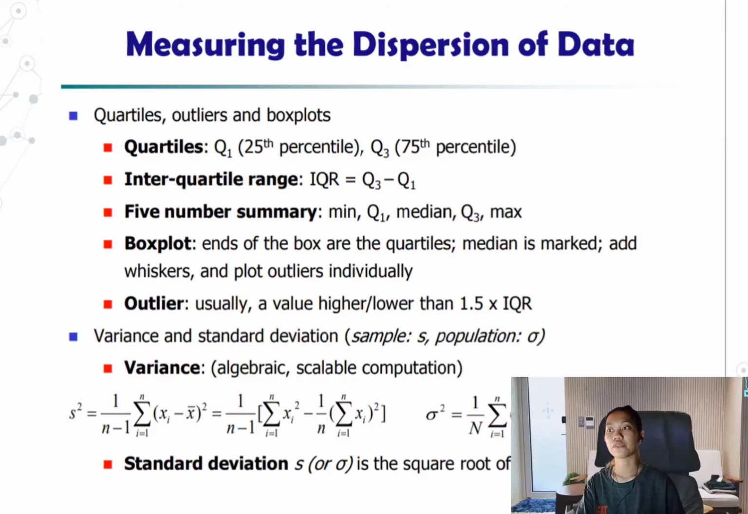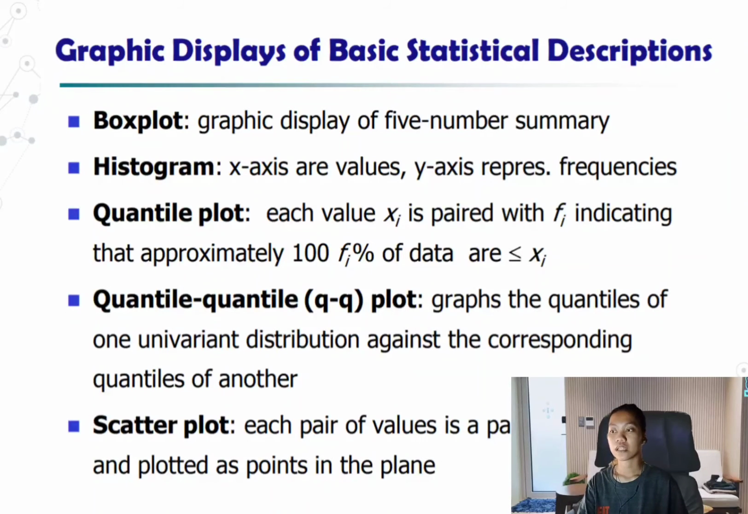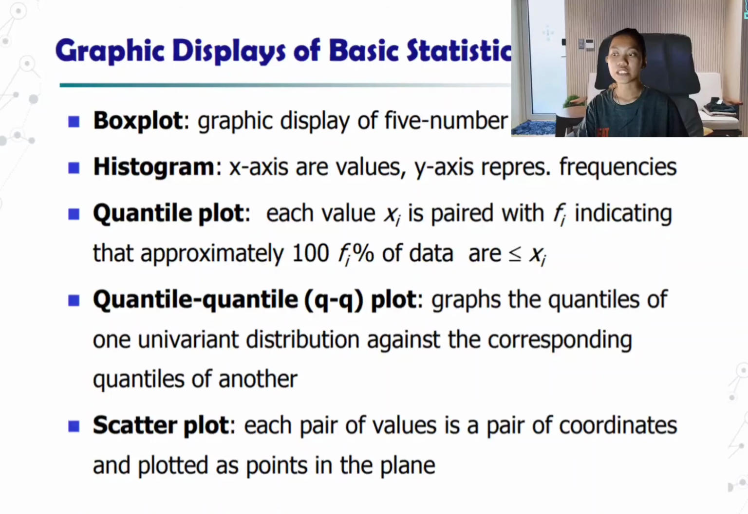Next, we have the graphic displays of basic statistical descriptions. We have the box plot, a graphic display of the five-number summary. Next is the histogram: the x-axis shows values and the y-axis represents frequencies. Next is the quantile plot. Each value xi is paired with fi, indicating that approximately 100 fi percent of the data is less than or equal to xi. The quantile-quantile, or Q-Q, plot graphs the quantiles of one univariate distribution against the corresponding quantiles of another. Lastly, we have the scatter plot. Each pair of values is a pair of coordinates and plotted as points in the plane.